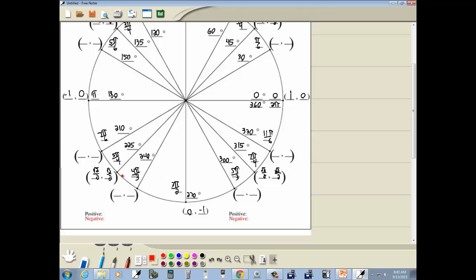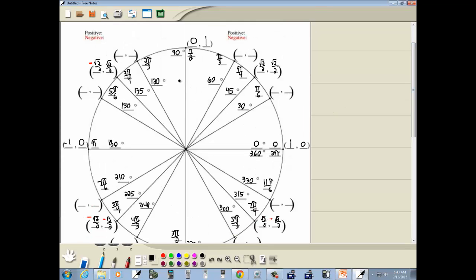And the third quadrant down here, both x and y are negative, so this will be negative, and this will be negative. And over in our fourth quadrant, the y is negative, so I'll put a negative there. Okay. Now these other ones.